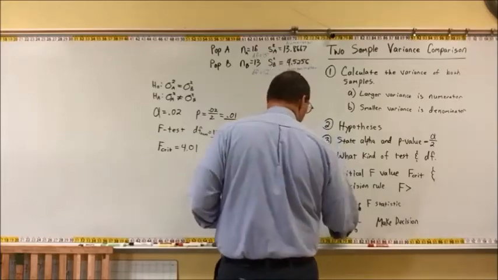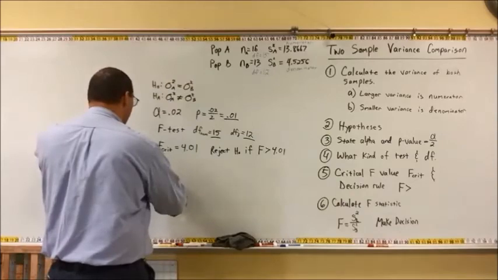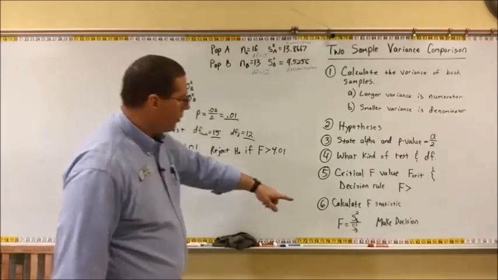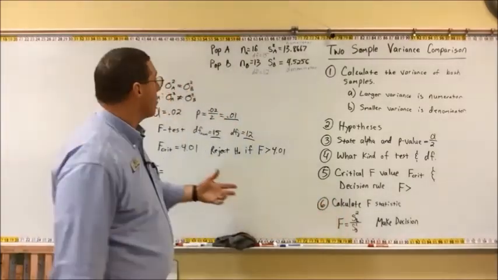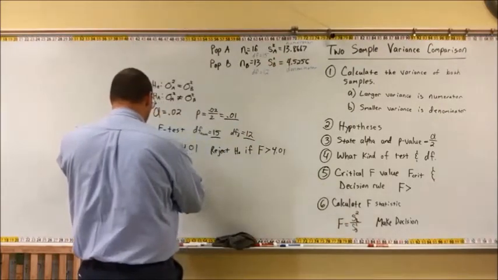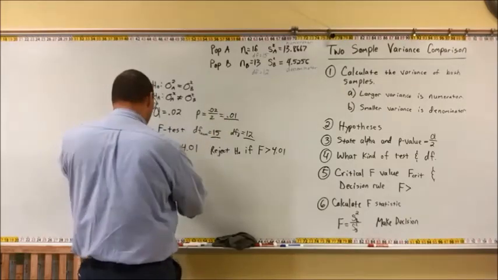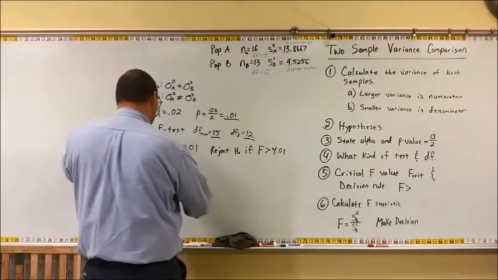So now last step, we just need to calculate the F statistic. And the way we calculate it is we do the larger variance divided by the smaller variance. Okay, well the larger variance is 13.8667, divided by the smaller variance, which is 4.5256.